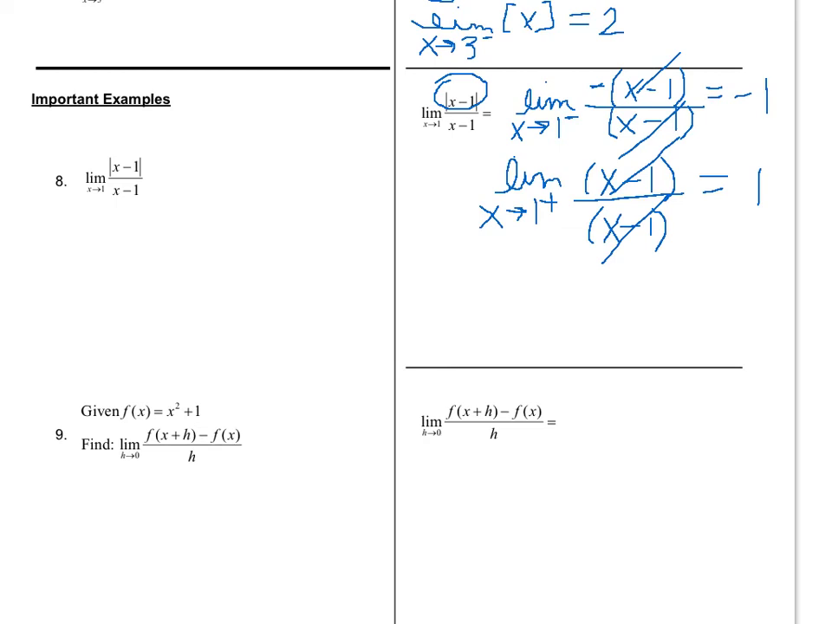When you look at it from the left and you look at the limit from the right, these don't match. Therefore, the limit overall does not exist.